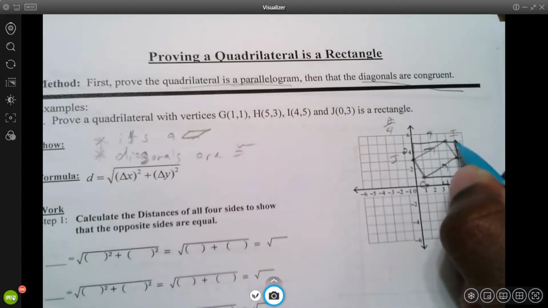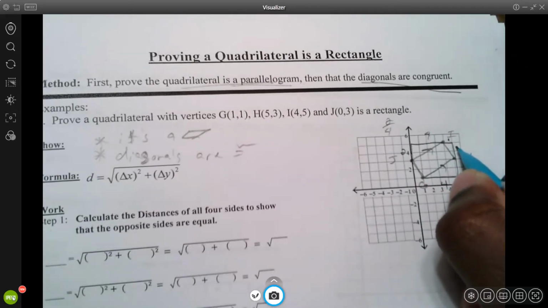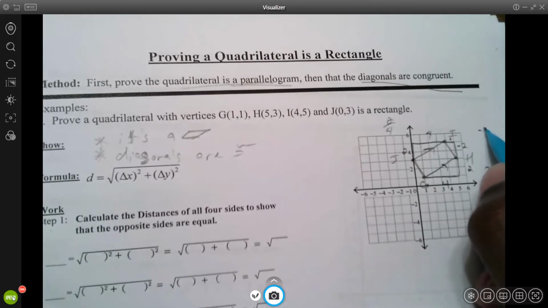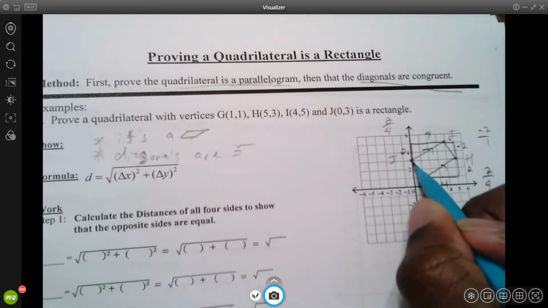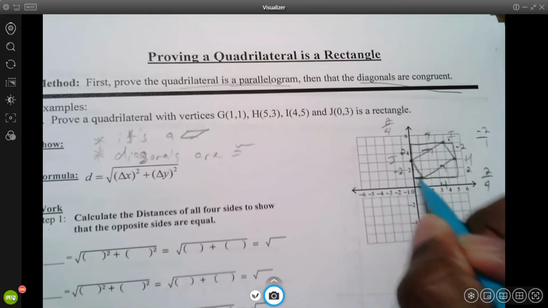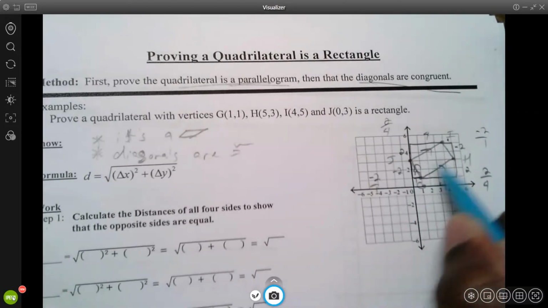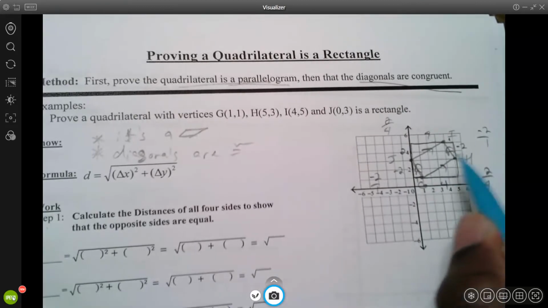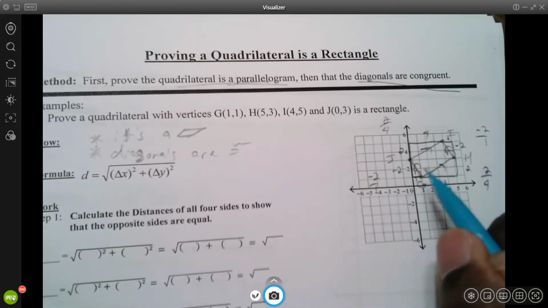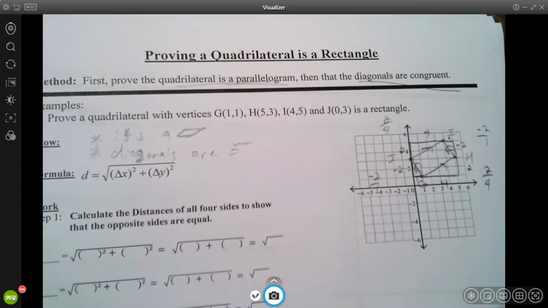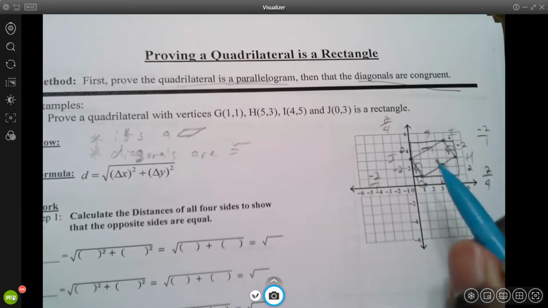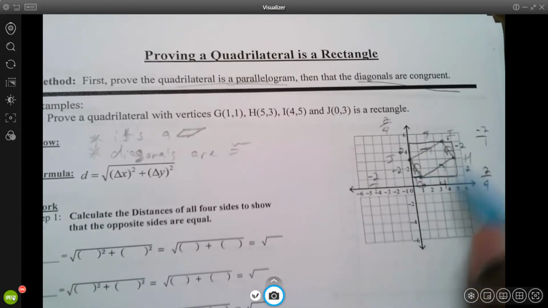This side has a slope that is 1/2 down, so -2/1. And this goes down 2/1. It's also -2/1. So these two sides are parallel. So I know the opposite sides are parallel, so I know it's at least a parallelogram. It says next, prove that the diagonals are congruent.